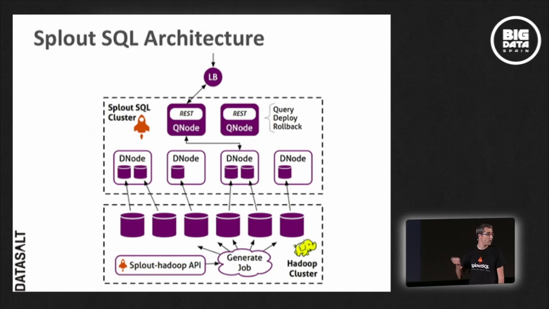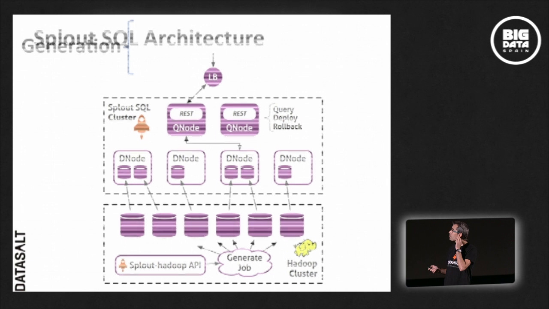So a typical query to a Splout SQL cluster will be: you go through a load balancer, you go to a queue node, the queue node sends your query to a particular dnode, the dnode runs the query, and the result goes to the user. As I told you, those partitions are run by SQLite, but that's something that can be changed. We can use another kind of database, another kind of layer. That's something that is pluggable. For now we have SQLite.